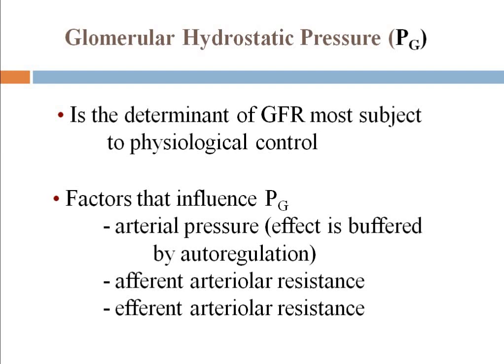Because if the arterial blood pressure increases, it is going to increase, although there is an effect buffered by autoregulation, which we'll discuss later. But it is a direct reflection of the arterial pressure. If the blood pressure in the arteries is more, there will be more hydrostatic pressure in the glomerulus. Then it also depends upon the resistance of afferent arterioles and efferent arterioles. This we have seen when there is constriction of these arterioles.